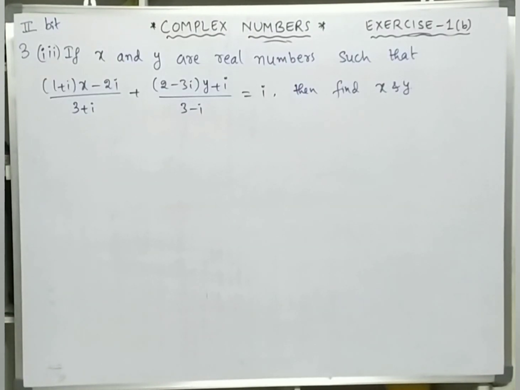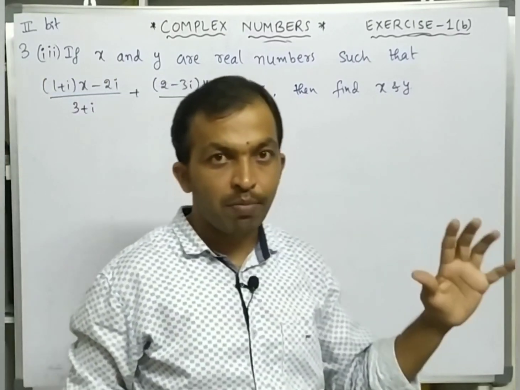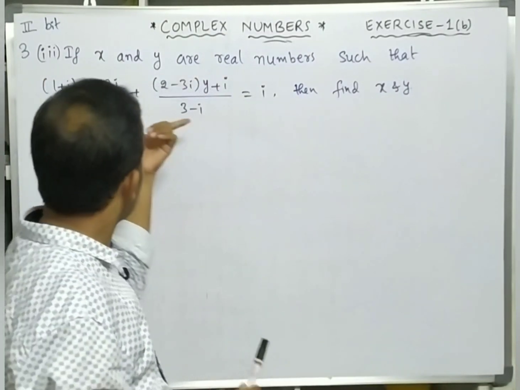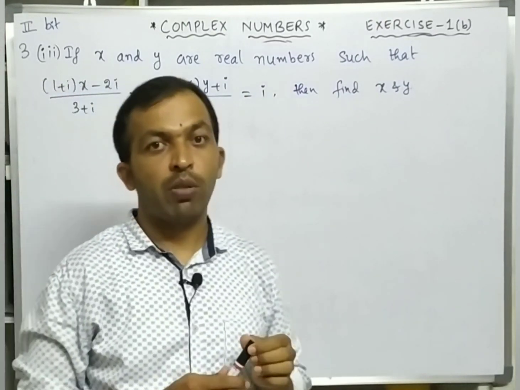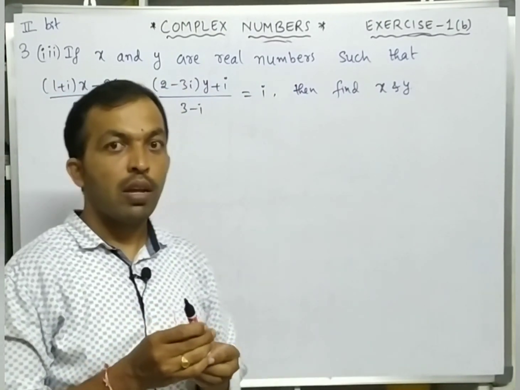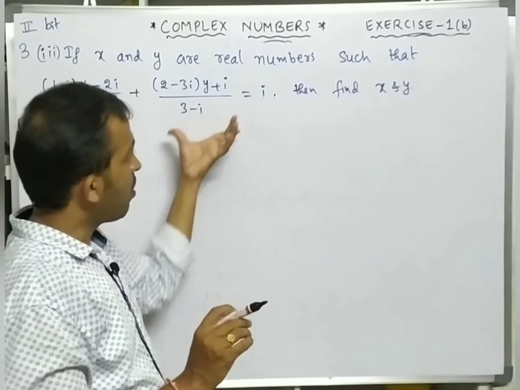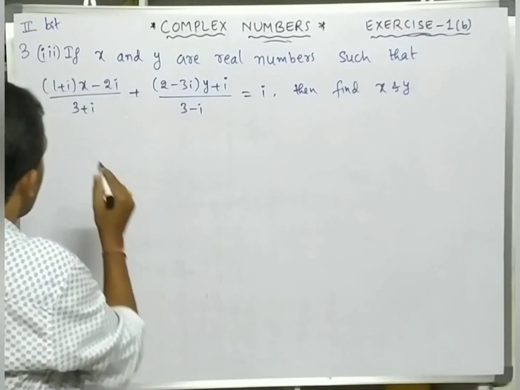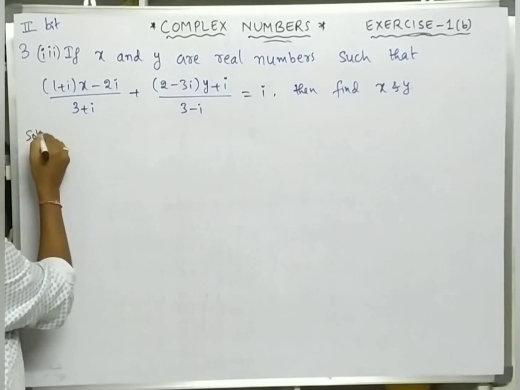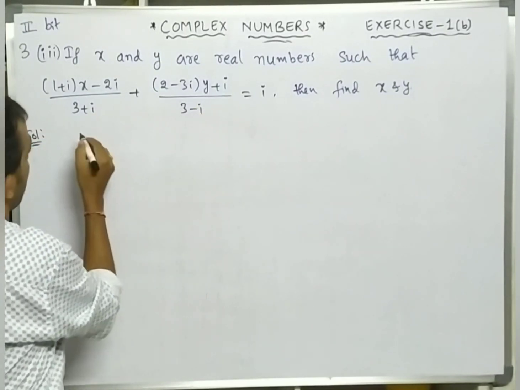Third problem: if x and y are real numbers such that this expression is equal to i, then find the values of x and y. Okay, so here simplify this part, compare and solve, then you will get x and y. So first of all, take the left-hand side expression.